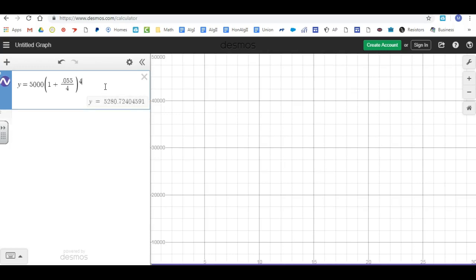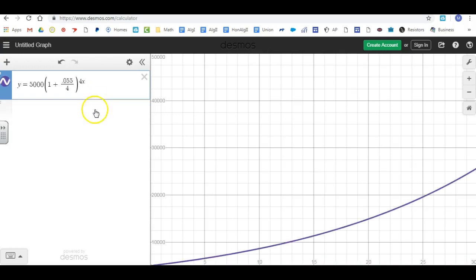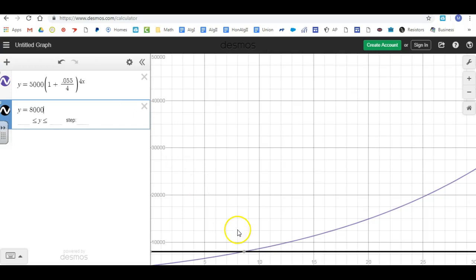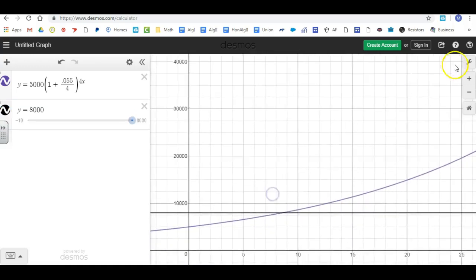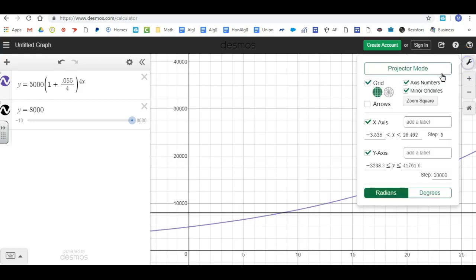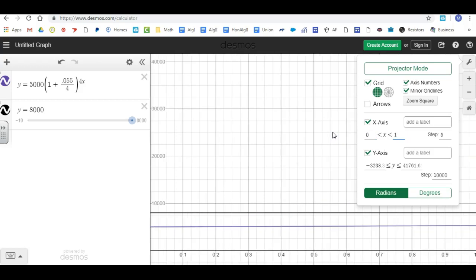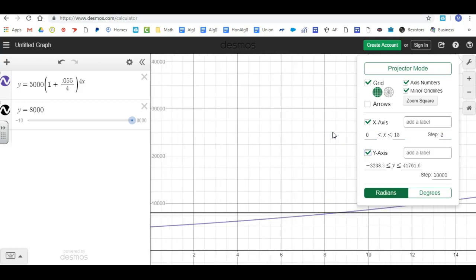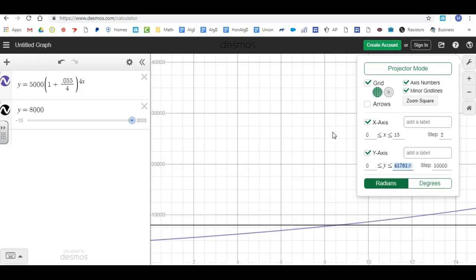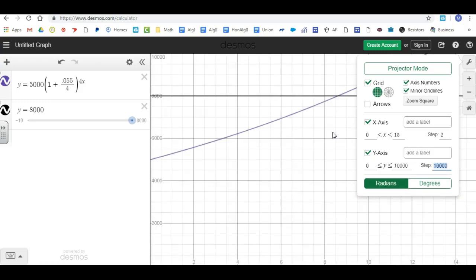So 4, and then we can use x or t, doesn't matter. And then in for y2, I'm going to put y equals 8,000. Alright, and what I can do is just zoom down. Again, I'm going to emphasize the use of a window here. If I hit this little wrench, I made my x values go from 0 to 15, counting by 2's. And I'm going to make my y values go from 0 to 10,000, counting by, let's just do 2,000.